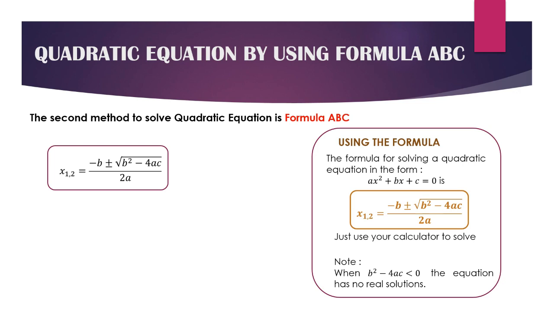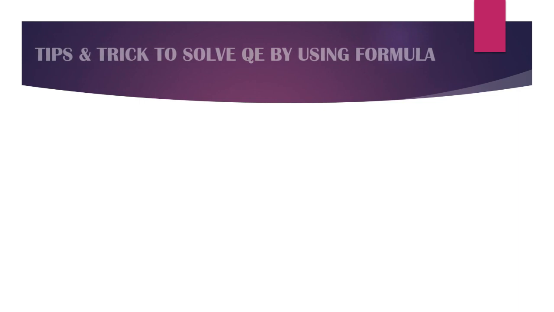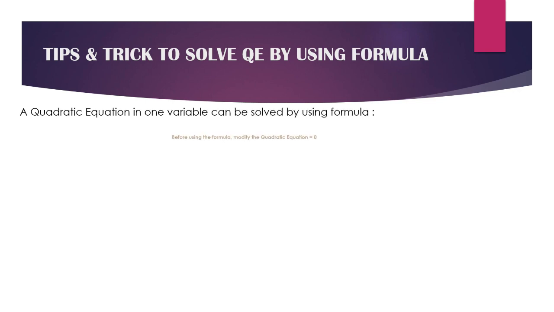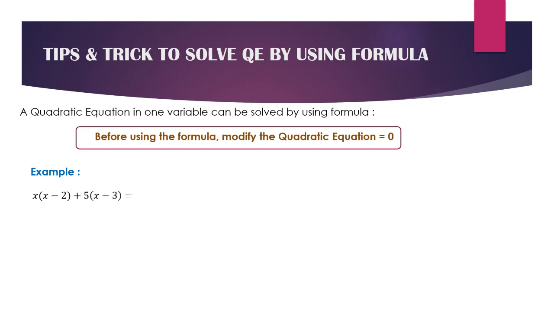So what is the tip and trick to solve quadratic equation by using the formula? A quadratic equation in one variable can be solved by using the formula. Only one tip and trick: before using the formula, modify the quadratic equation to equal 0. The right side must be equal to 0. You have to modify it to be 0.